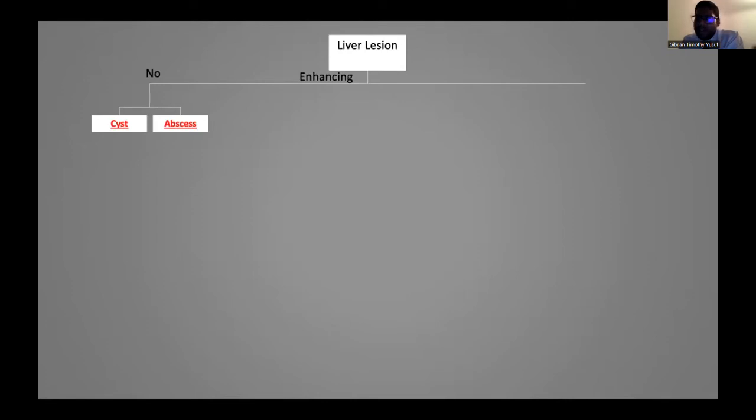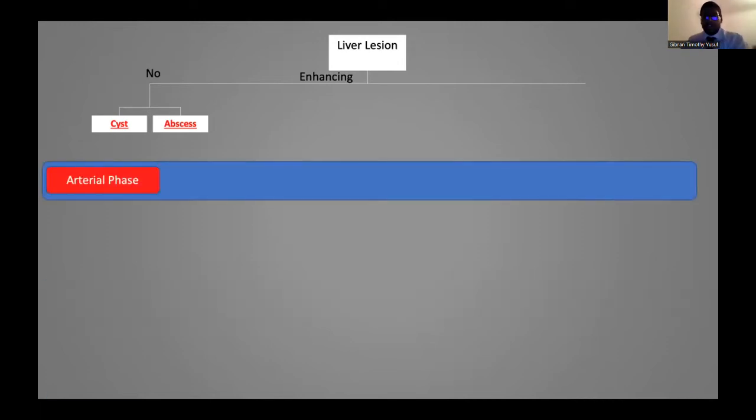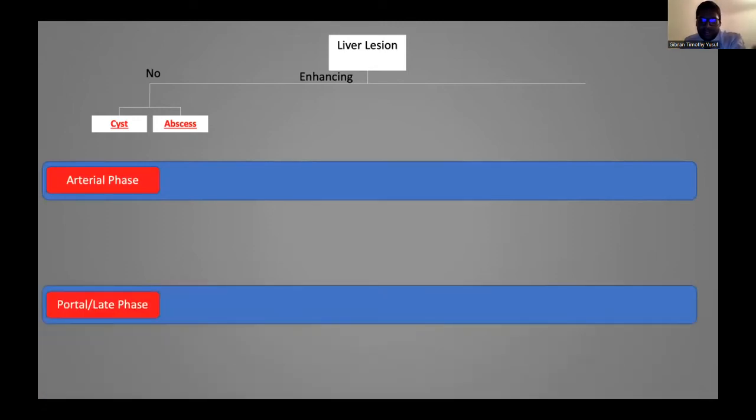Well, things that don't enhance don't have a vascular component. So abscesses have a rim enhancement, yes, but centrally they do not enhance because they contain pus. Cysts similarly don't enhance. If it does enhance, you need to look at your arterial phase, which is your early aspect, versus your portal or late phase.